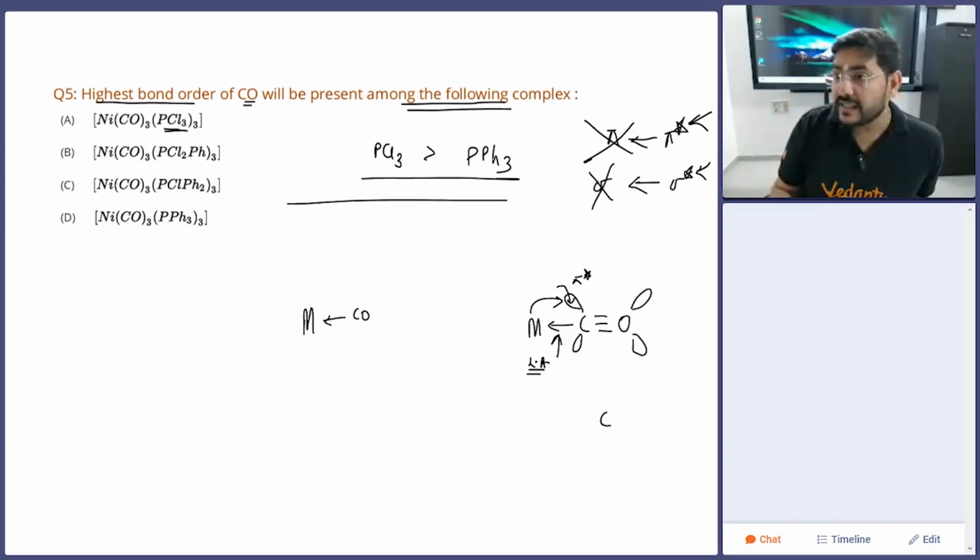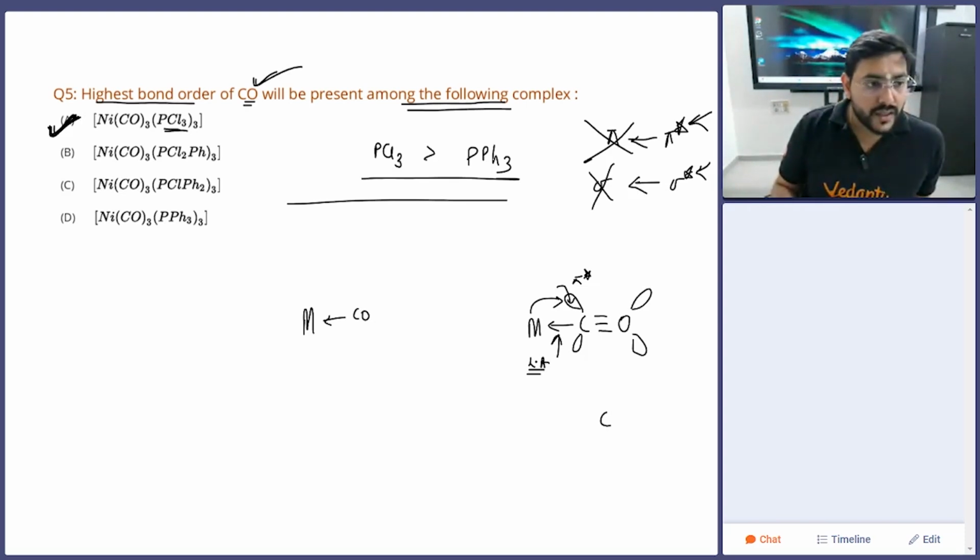But in the case of PCl3, it has more pi accepting tendency, so the metal carbonyl bond is going to be weak. The metal is going to donate less, so the carbon monoxide bond order is going to be high. Here it says the highest bond order of carbon monoxide will be present among the following complexes for Ni(CO)3(PCl3), so the right answer for this question is going to be A only. A very interesting, very conceptual question.